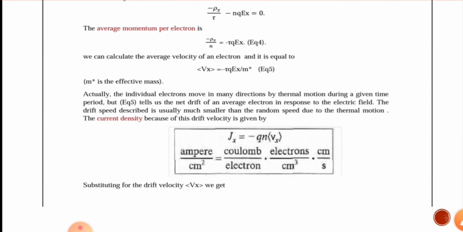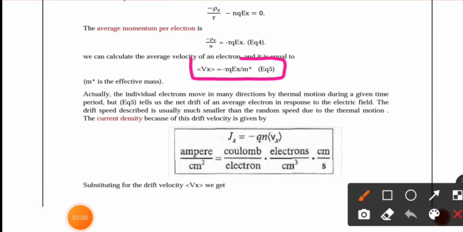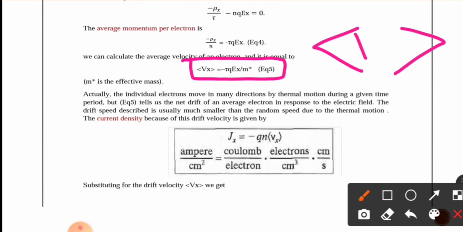Okay, so what is the average velocity of an electron? Velocity of an electron is also known as drift velocity. So velocity of an electron is nothing but momentum divided by mass. So average velocity is average momentum, px by n, divided by effective mass. Since it is an average, we are using this bracket. So the drift velocity of an electron is given by minus tau qex divided by effective mass m star.